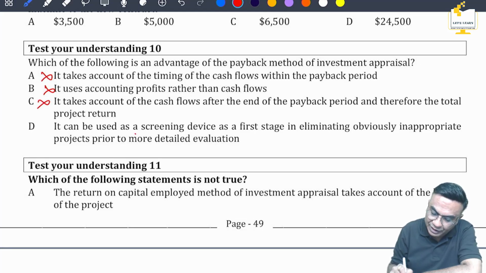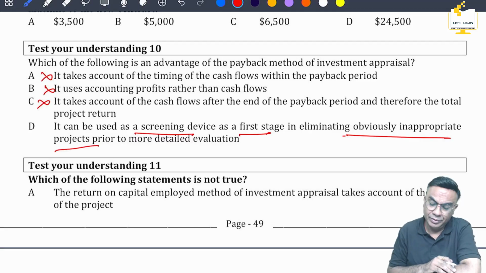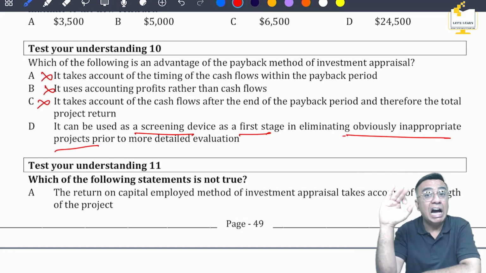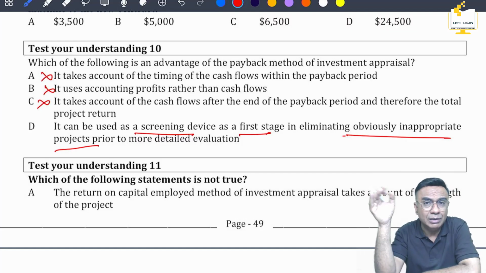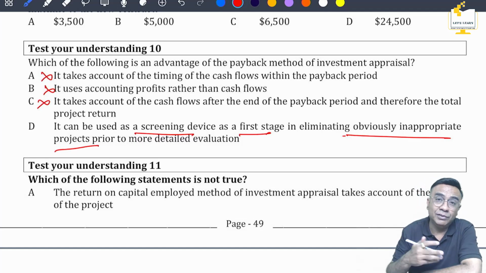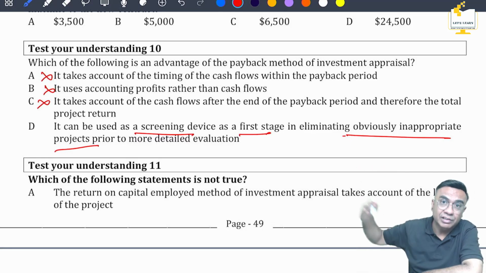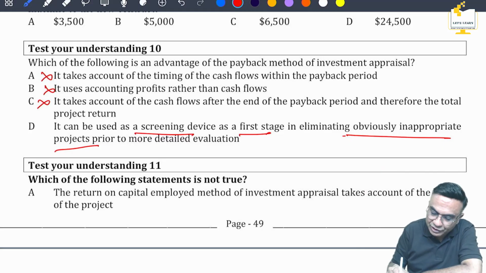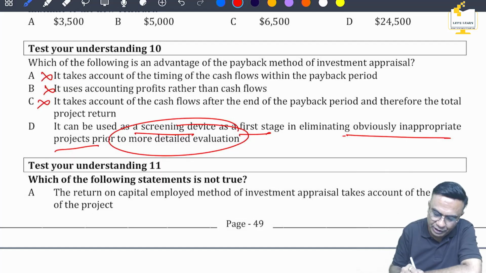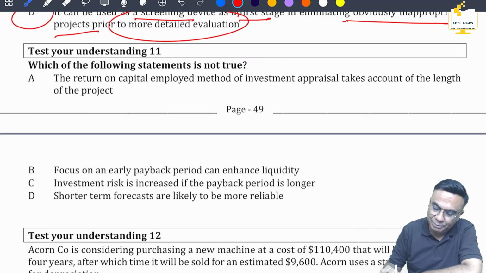It can be used as a screening device, as a first stage to eliminate obviously inappropriate projects. This is correct. If you use payback period, you won't be getting a definitive result. You will get the definite result after we do chapter 3, net present value. That method we are going to use later. But obviously payback will give you a fair idea. It can screen the projects. Any project which gives my cash flow after more number of years, delayed recovery, I should not consider. So this is a screening device. That is the correct answer. So D is right.